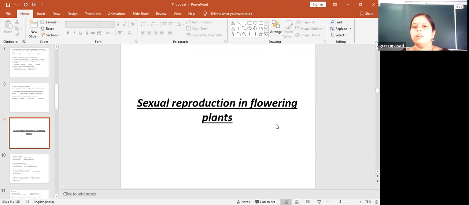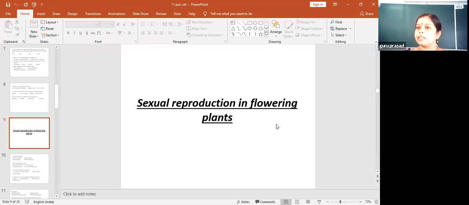Okay, so I have already given the synopsis, an introduction to the second chapter called sexual reproduction in flowering plants, isn't it? In this chapter, we are going to discuss the reproductive part of the flower. Which is the reproductive part of the flowering plants? That is nothing but the flower. The name itself indicates that it is the flower.